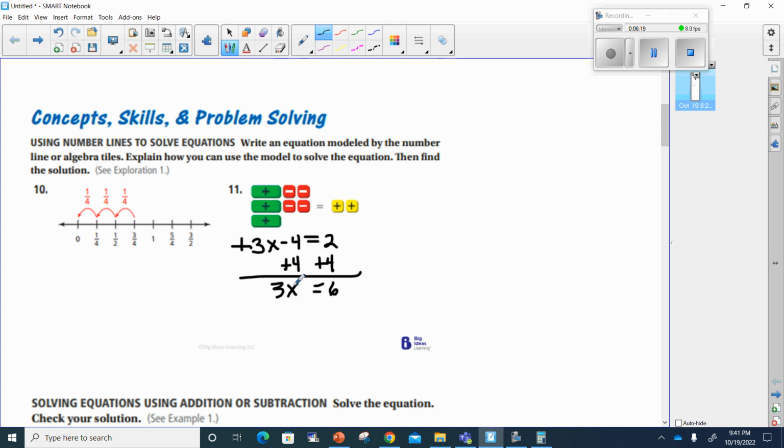I know that I'm multiplying 3 to x. The only way to get rid of that 3 is to divide it away. Whatever I divide from one side, I divide from the other. Well, 3 divided by 3 is 1, so I have 1x left over. 6 divided by 3 is 2. That would mean that x equals 2.